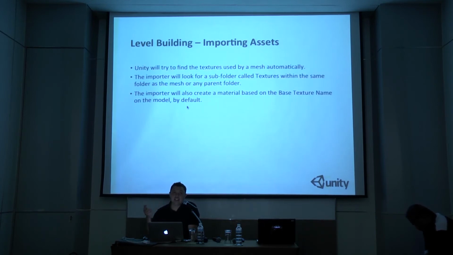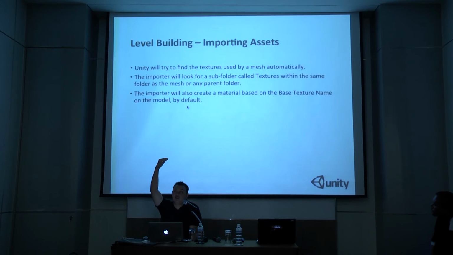The other thing to consider is what Unity does with textures when you import something. Unity will try to find the textures used by the mesh automatically. It does this by looking in a subfolder of where you bring in the mesh. Let's say we're bringing in a model and it has a texture applied to it. It will look for that texture file in the same folder, in the subfolder, and then it will start looking in the parent folders. So you can place your textures in many different places and Unity will find it, but it's best to place it in the subfolder of your model. We'll see how that works.